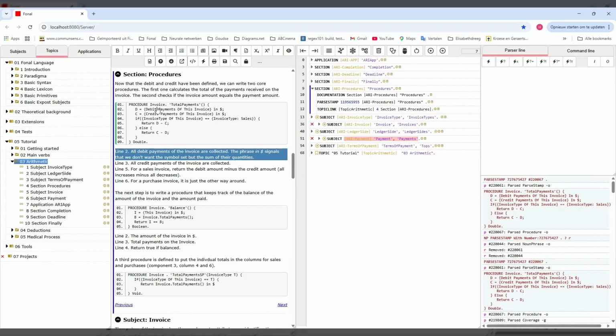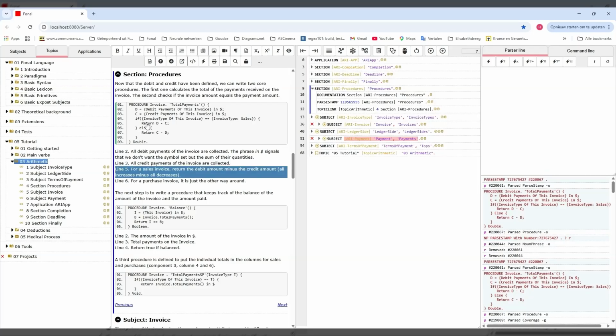Line 2. All debit payments of the invoice are collected. The phrase "in dollars" signals that we don't want the symbol set but the sum of their quantities. Line 3. All credit payments of the invoice are collected. Line 5. For a sales invoice, return the debit amount minus the credit amount. Line 6. For a purchase invoice, it is just the other way around.